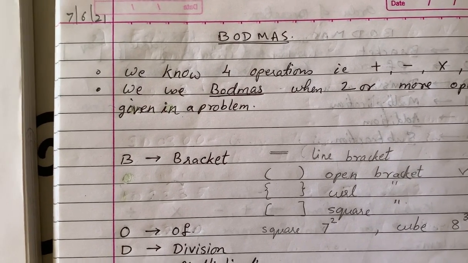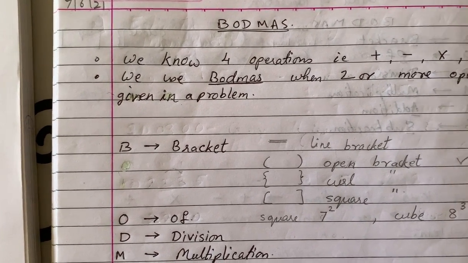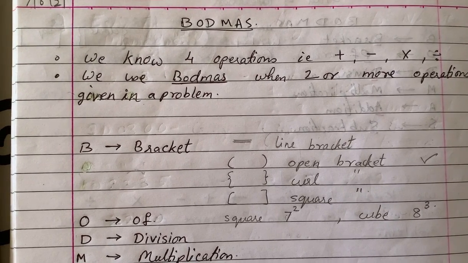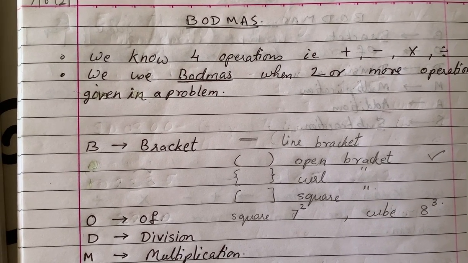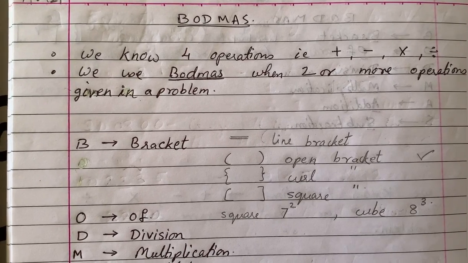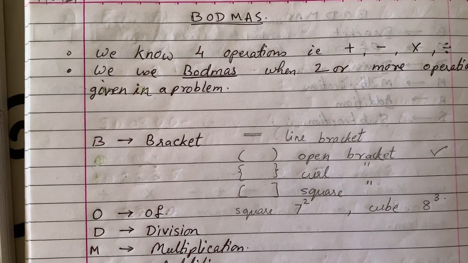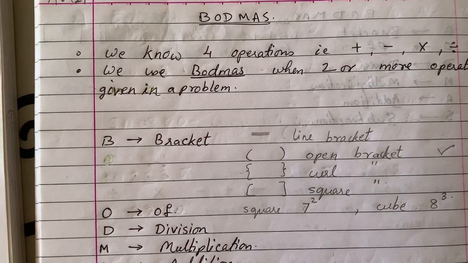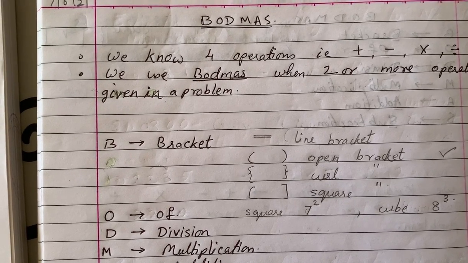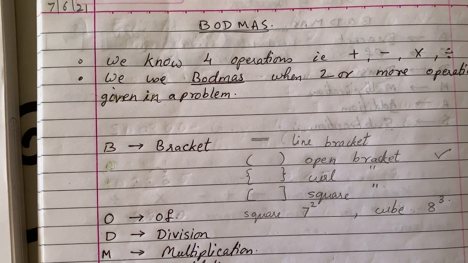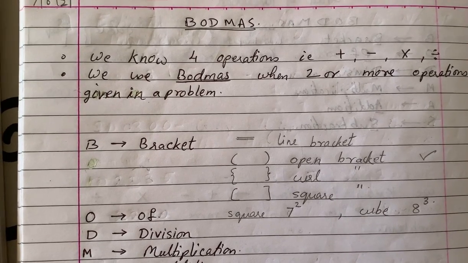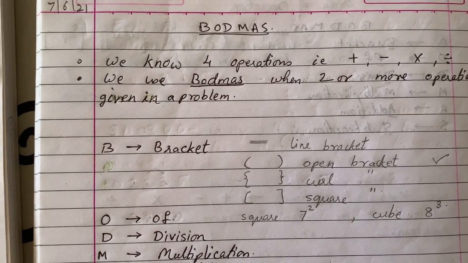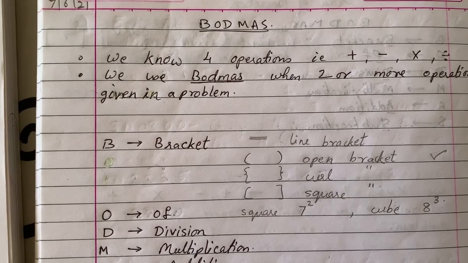Good afternoon, students. We have started with chapter first, knowing our numbers. In chapter first, we have done the topics comparison of numbers, introducing 10,000 and 1 lakh, place value and face value, system of numerals. Today we'll be starting with the next topic, using Bodmas rule in large numbers and their application.